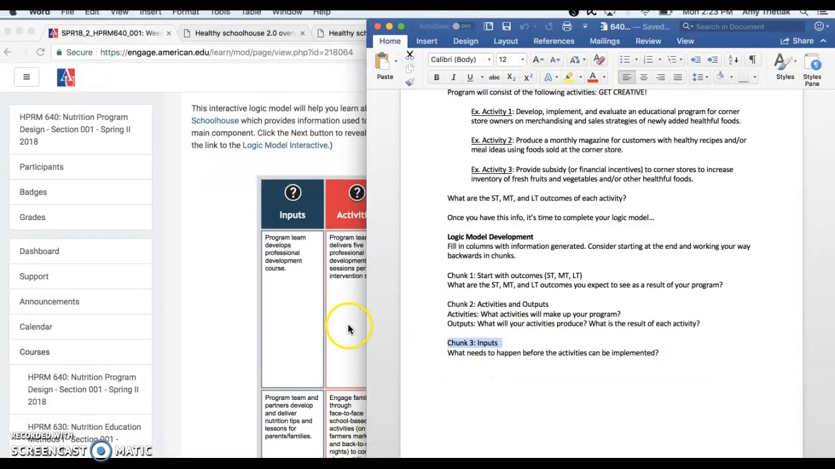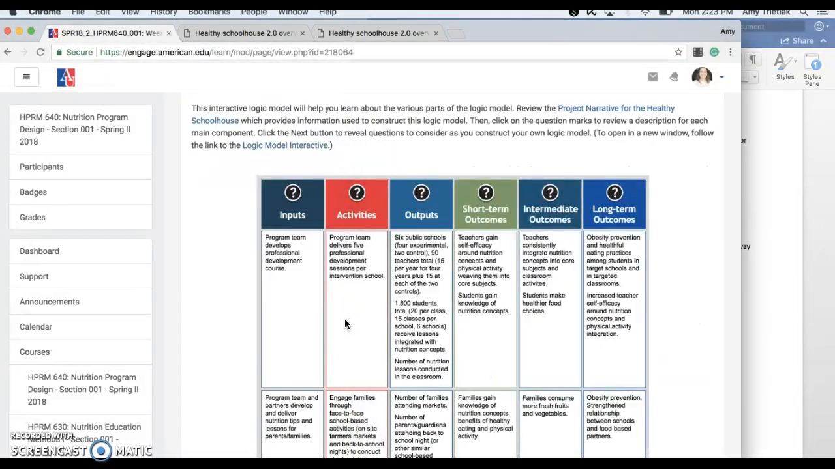So in the case of the activity of, let's say we're delivering these magazines with recipes and meal ideas to corner stores, the input section is going to be to develop the magazine, to create this magazine. We have to first identify the foods that are being sold at the store, and then we have to find recipes or meal ideas that incorporate those particular items. And then we need to creatively develop the piece.